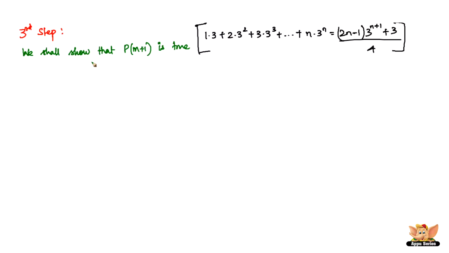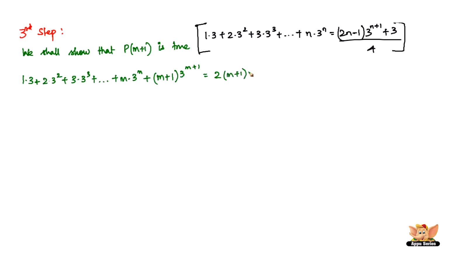So now all that we have to do is, for P of M, we just had this replaced by M, right? So that is one thing. Plus, if you have to introduce another term M plus 1, it definitely has to be after M. So this is how it's going to be. It's going to be 1 times 3 plus 2 times 3 square plus 3 times 3 cube plus dot dot dot plus M times 3 to the power M, plus the next term, obviously, is going to be M plus 1, right? So M plus 1 times 3 to the power M plus 1 equal to 2 times, in the place of N, it's going to be M plus 1.